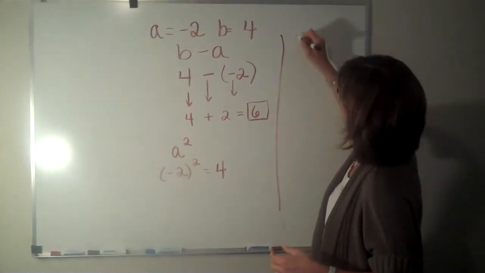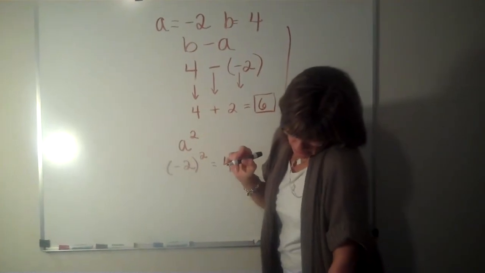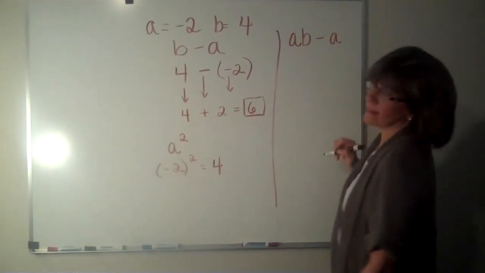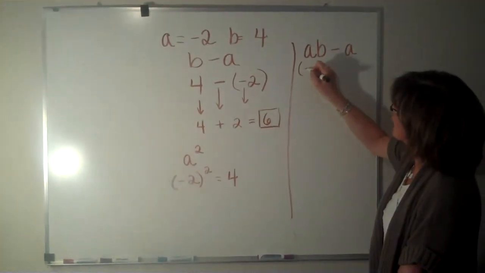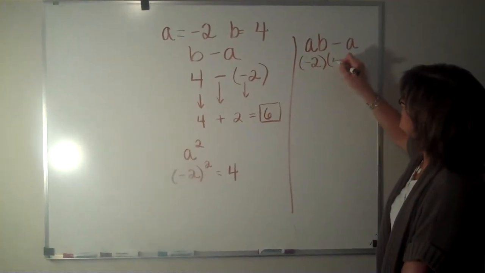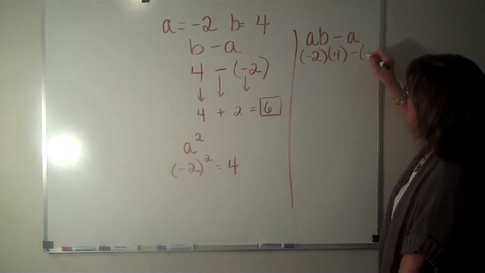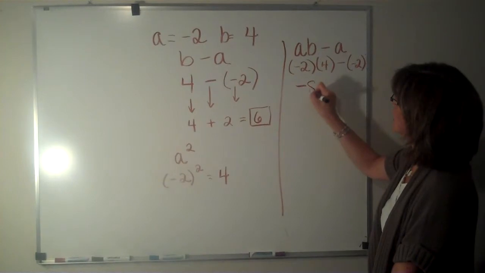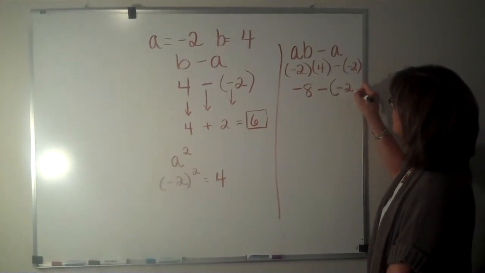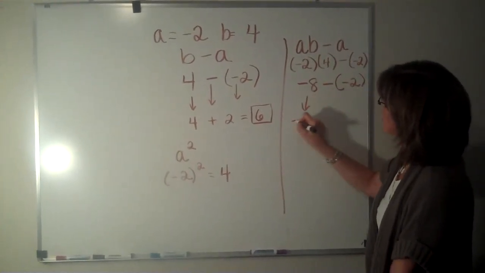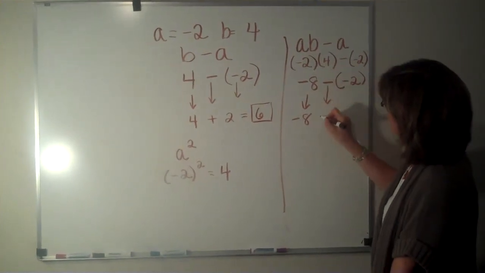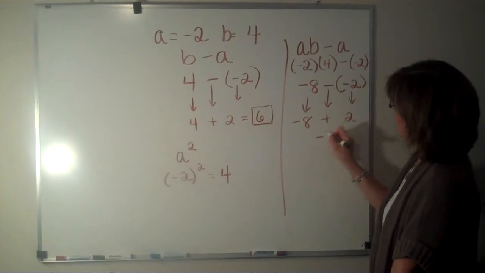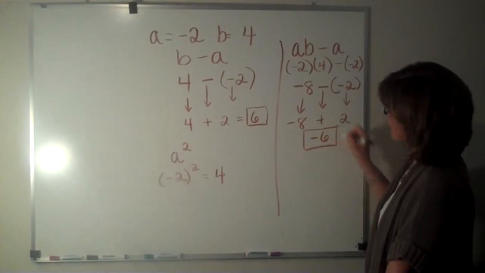Okay, let's do ab minus a. Now I have to multiply a times b minus -2. -2 times 4 is -8 minus -2. -8 stays the same. Subtraction becomes addition. -2 opposite. And our answer would be -6.